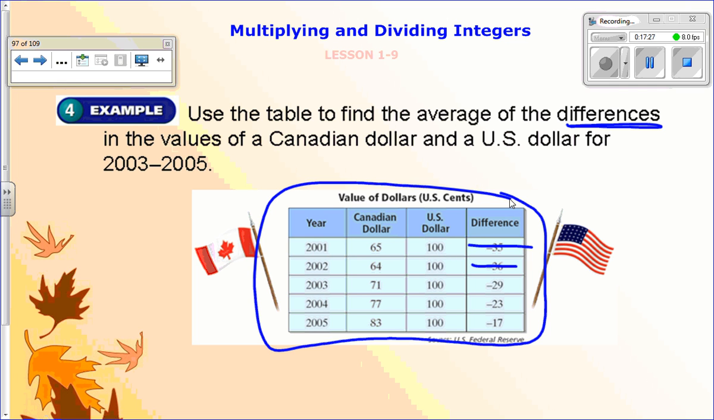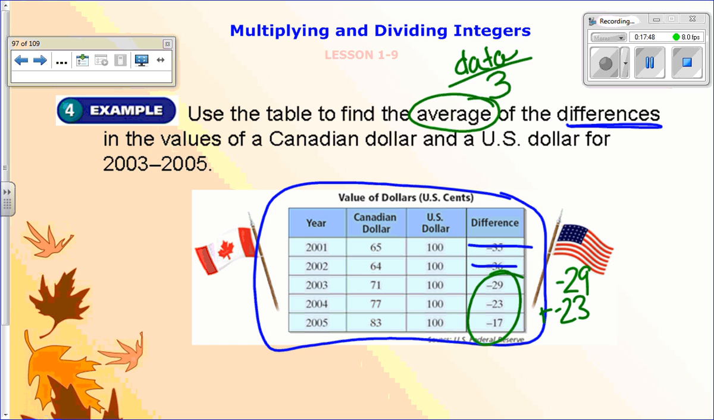Now, they bring in an extra point here, and that is average. When we average something out, remember that's when you take all the data and divide by how many pieces there are. So here we divide by 3 since we're taking these 3. So we're going to go ahead and do this. We're adding them all together, negative 29 plus negative 23 plus negative 17. Now, they're all negative, so I know the answer is just going to get more negative. And I get a negative 69.